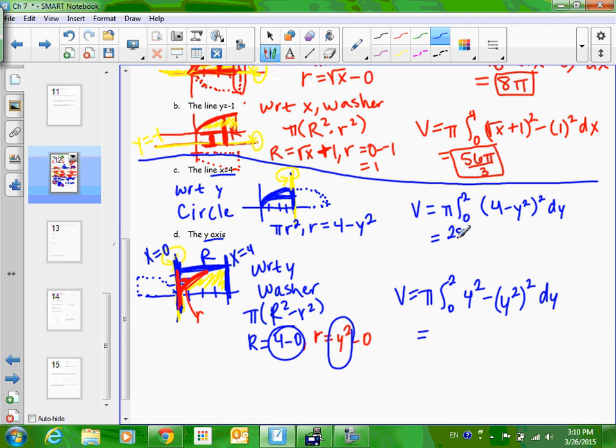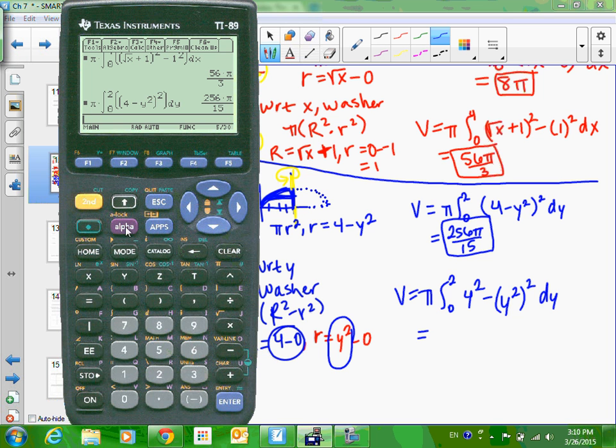Okay, so this is 256 pi over, what did I just say? 15. All right. And then the next one, I'm just retyping. Okay. Pi integration. I'm going to just type it in as 16 minus y squared squared, y, 0 comma 2. Long day. Here we go. 128 pi over 5.